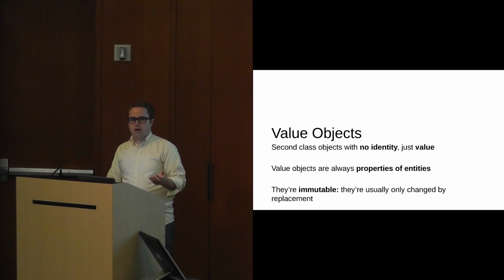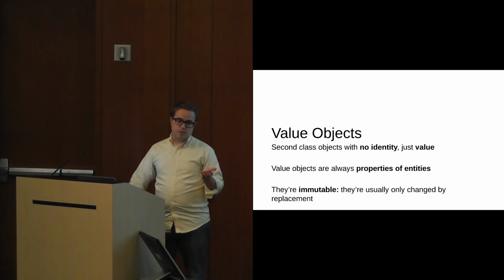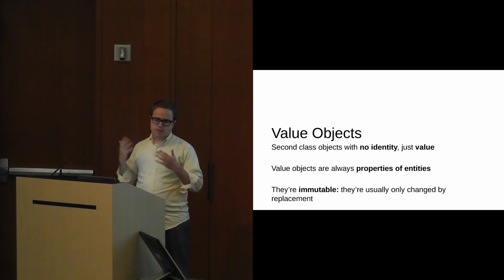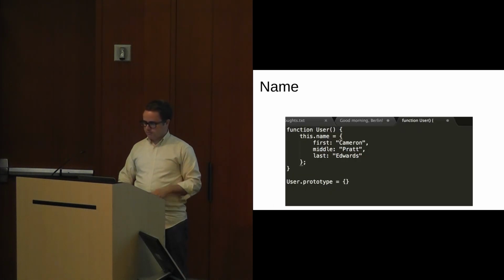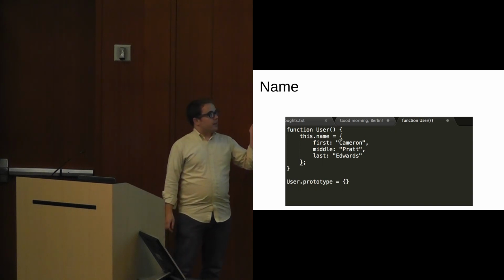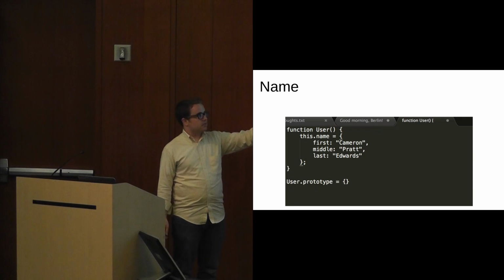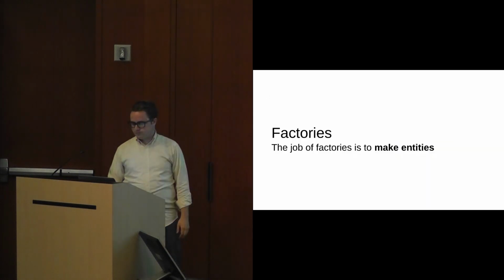Value objects are objects that aren't unique, but they are persistent. And so an entity, its properties are usually value objects. A good example would be right here. The user is an entity and it has to be unique, but the name is not. So it could be shared between different users.